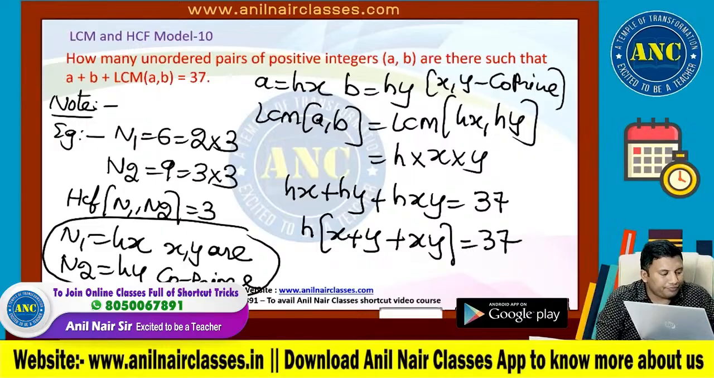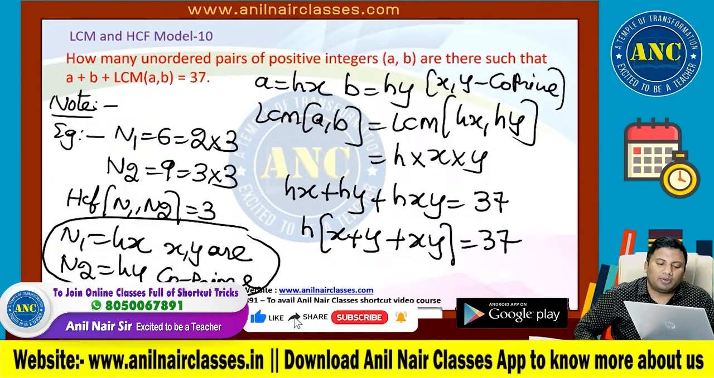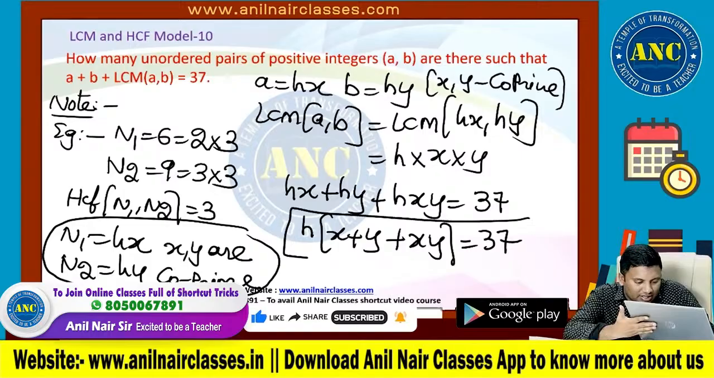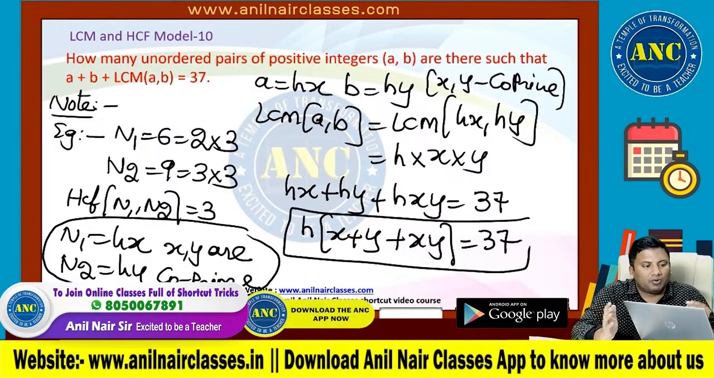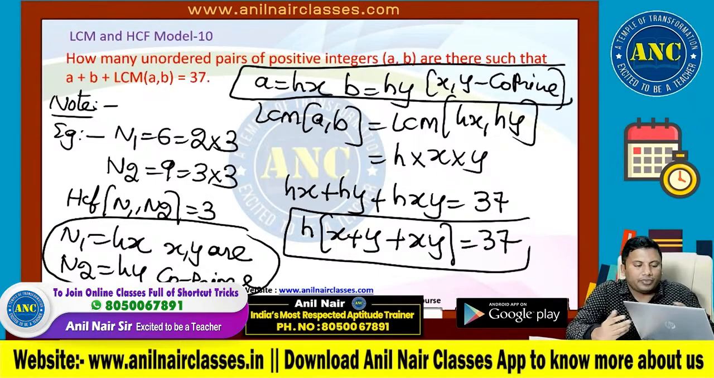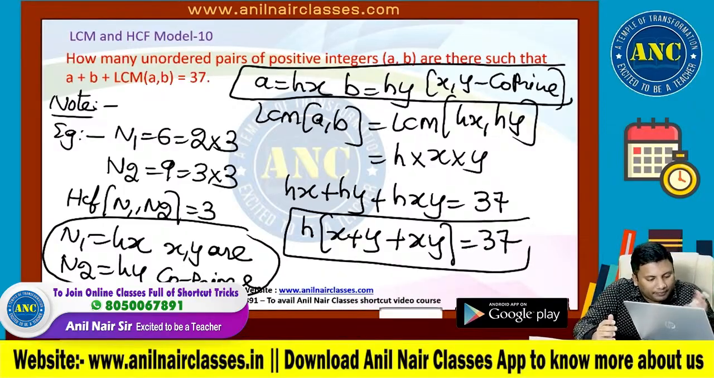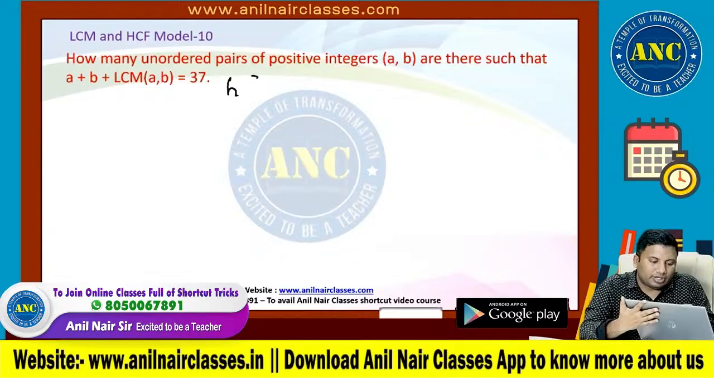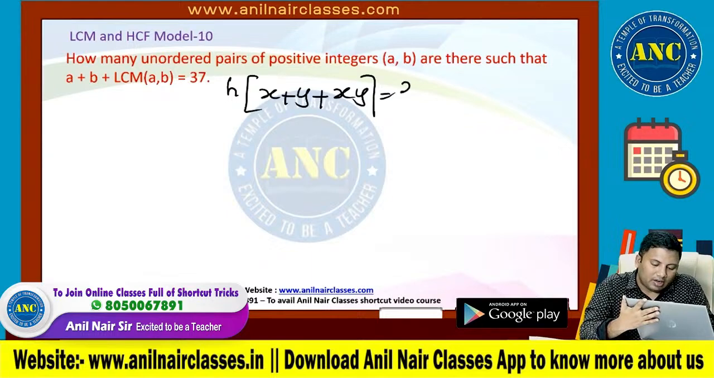Any number can be written as h into x and h into y. LCM of a comma b is h into xy. This I will take it in a new slide. I am converting a and b into h into x, h into y. Till here it is clear, right? Next one. H into x plus y plus xy equivalent to 37.